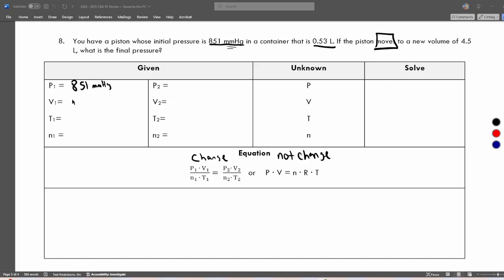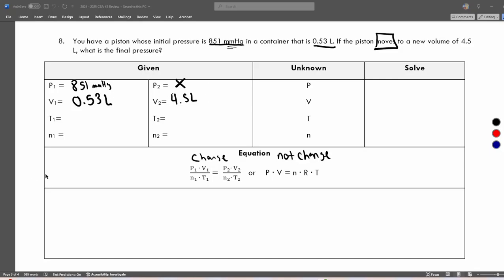That's definitely volume, 0.53 liters. Cool. And it says the piston moves and we have a new volume of 4.5 liters. What is the new pressure? We don't know our second pressure.